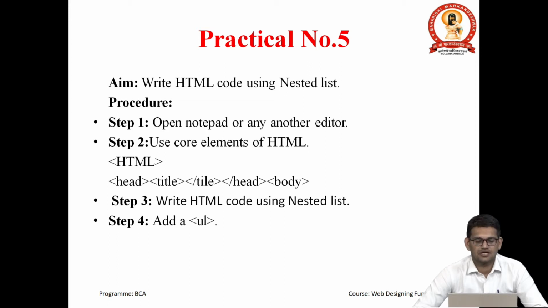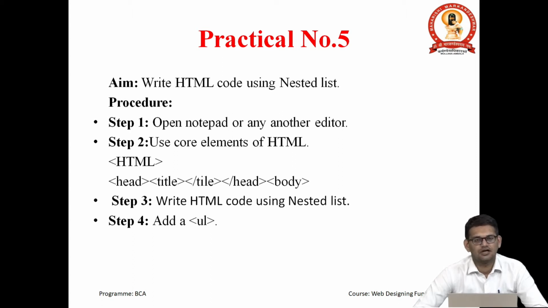Step number 1: we need to open Notepad, which is already installed in your machines, or we can open any editor. We are using the editor Notepad++ for doing the coding. Step number 2: we need to add the core elements of HTML. We already know that the core elements are the HTML tag, the head tag, the title tag and the body tag. After that, step number 3, we need to write the code using the nested list.